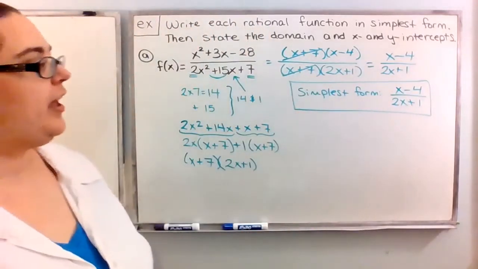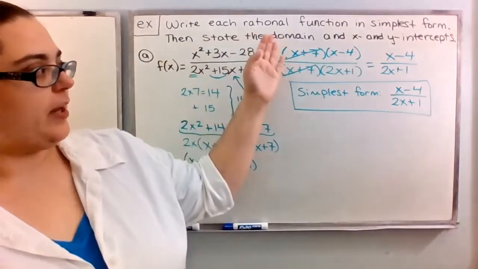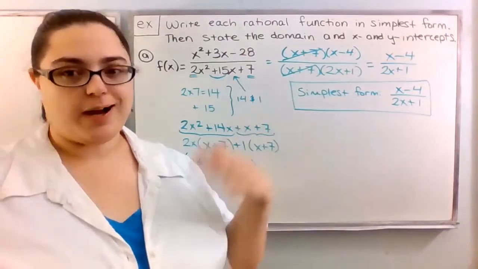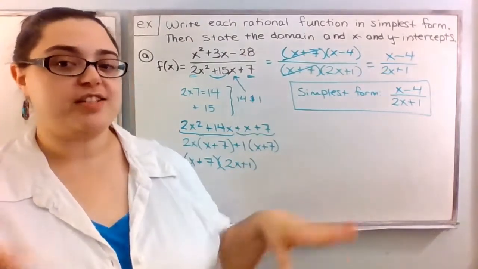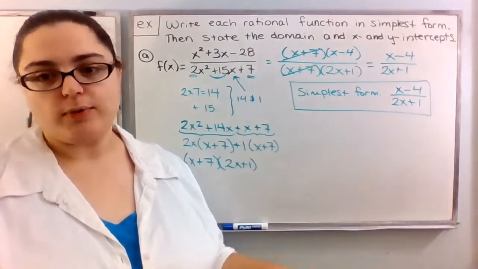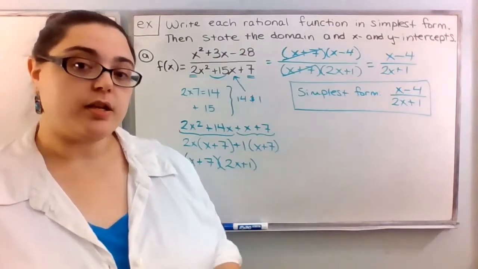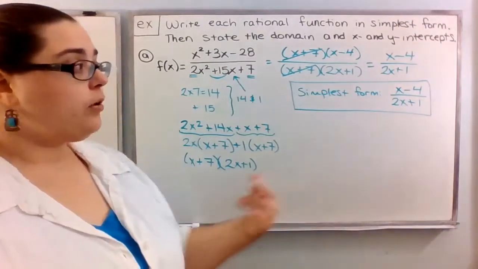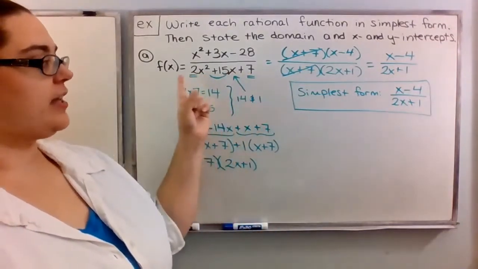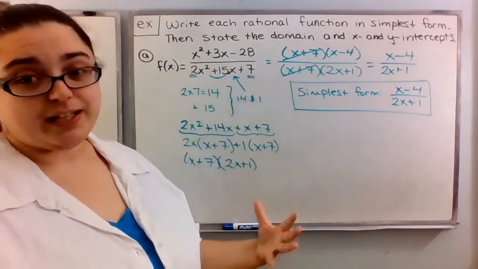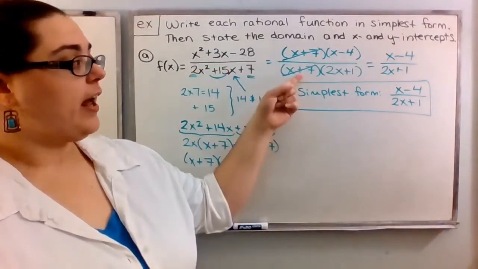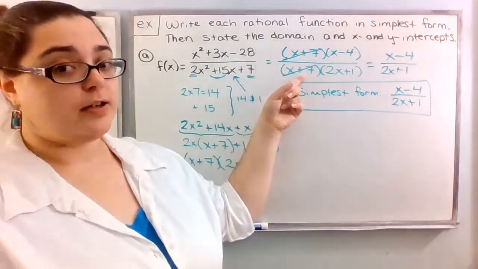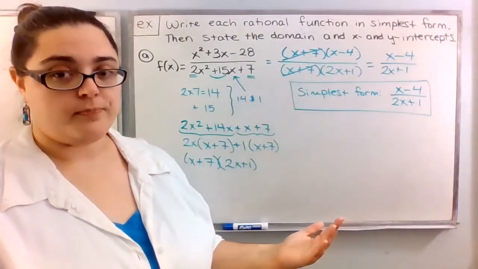Okay. Then we need to state the domain and the x and y intercepts. So think back to when we found compositions of functions and we had more than just a final result to bear in mind when we looked at the domain. The same thing is going to be true with rational expressions, especially when we simplify them. So our original function had this as its denominator, which means our original function had a factor of x plus 7 in the denominator. So we need to take that into consideration when we go to find the domain.